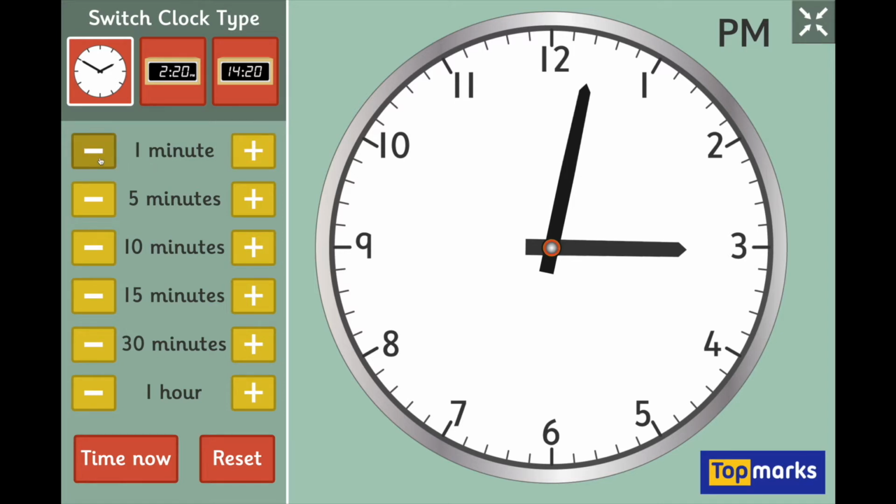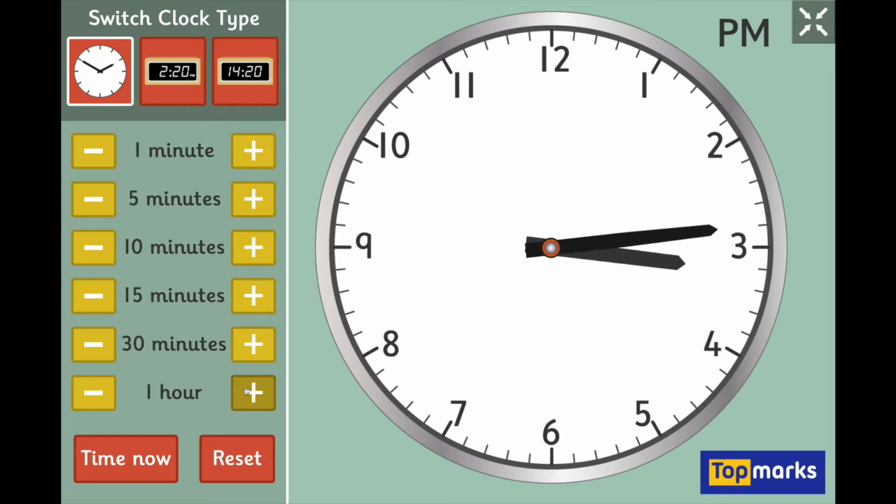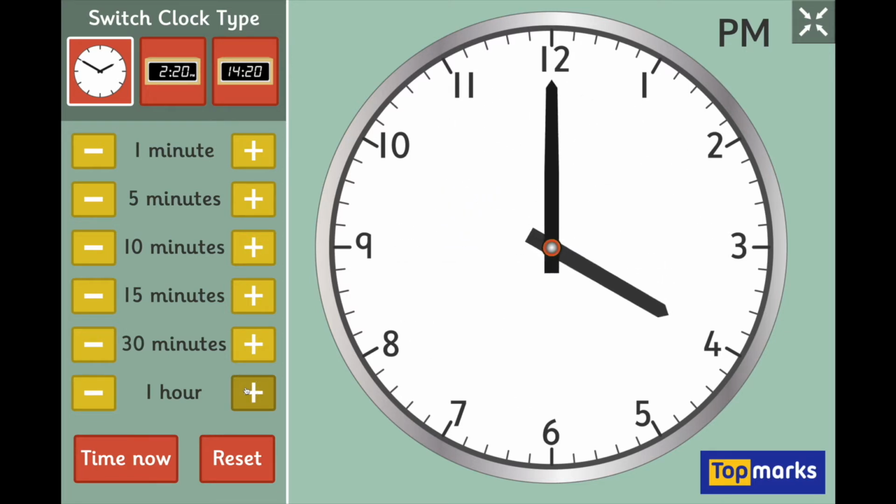Let's bring the clock back to 3 o'clock again. Now watch the minute hand do a full rotation until the time reaches 4 o'clock. This shows an hour of time passing. Of course, the minute hand doesn't move that quickly in real life.